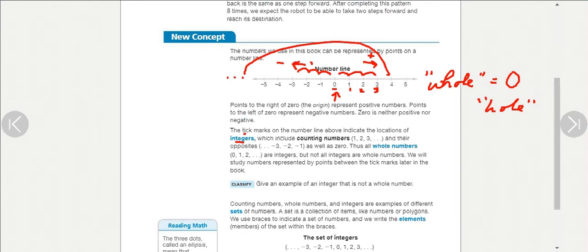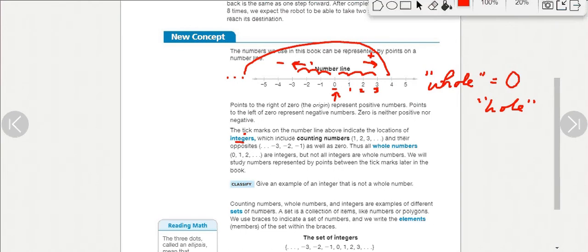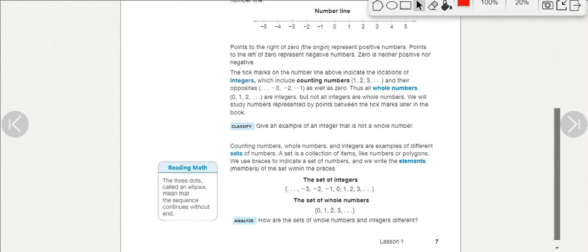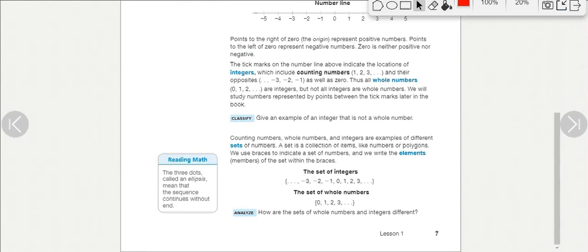We call these sets. It's a collection of items. You can also have a set of polygons or a set of angles. It's just items that are all related to each other, so we can call it a group or set. Elements are the members of the set. So, for example, when we talk about a set of integers, an element in the set would be 0 or 3, or since it's integers, -3.